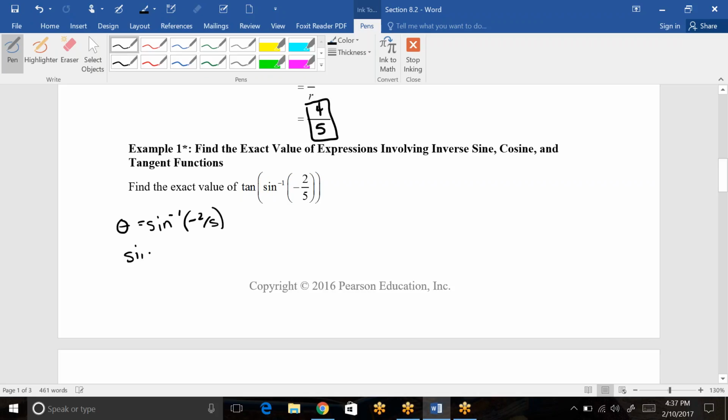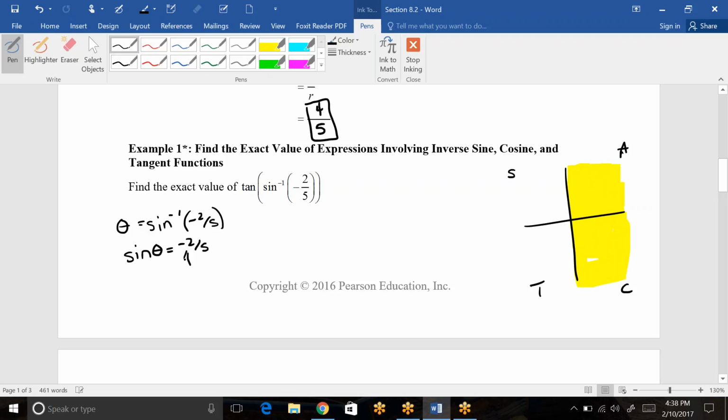So if we change that back to just being regular sine, it would be sine theta equals negative 2/5. So I need to draw my picture. That always helps me. And remember that sine is also defined from negative pi over 2 to pi over 2 when you're talking about inverse functions.